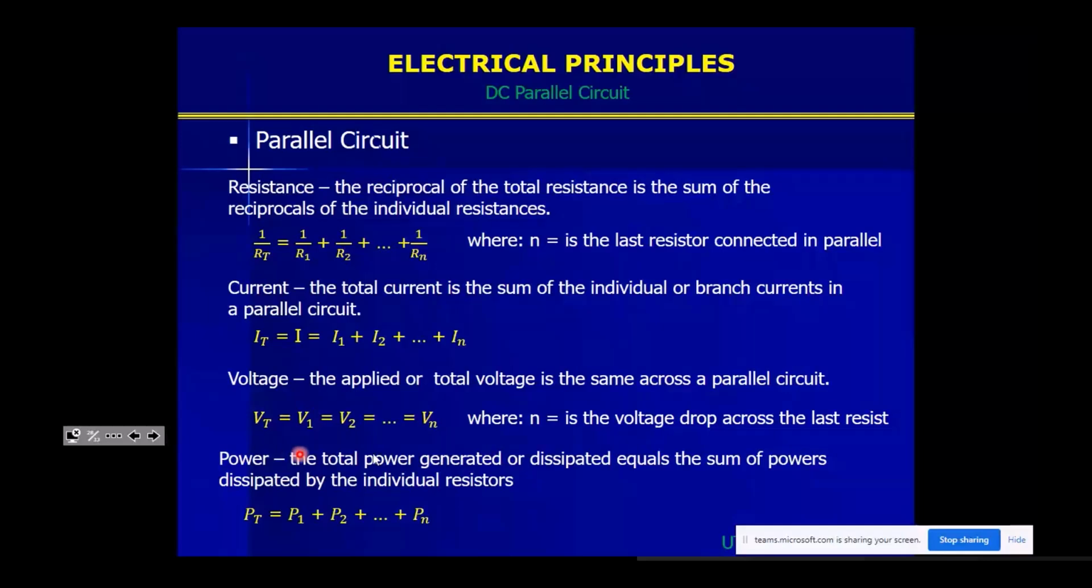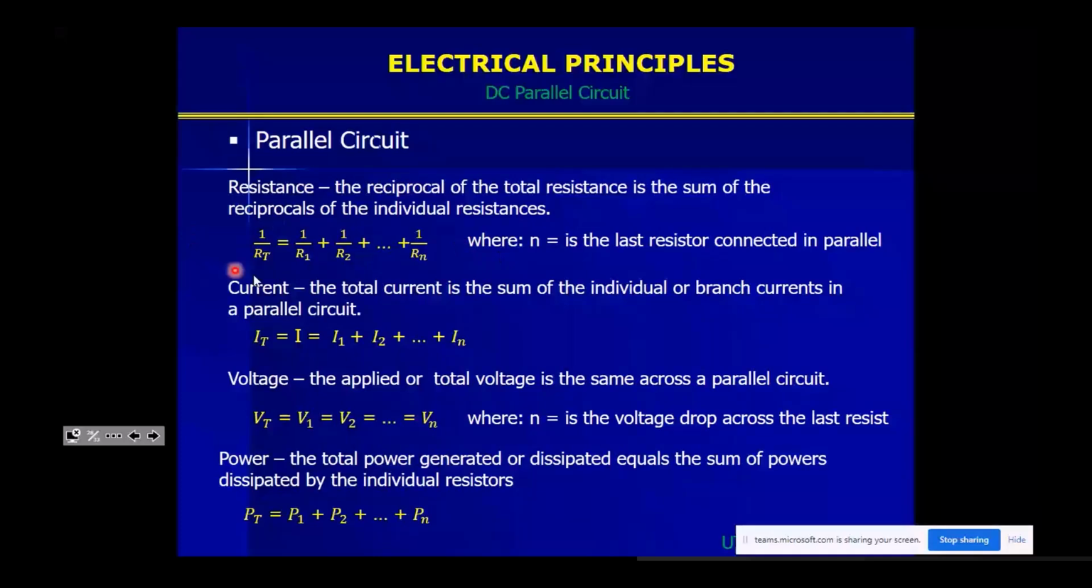To obtain the total resistance, you cannot add directly in the parallel connection. How to get the resistance? The total resistance is a reciprocal. The reciprocal of the total resistance is the sum of the reciprocals of the individual resistances. So this is the formula. To remove the reciprocal here, you take the reciprocal again of both sides, so you will get RT.